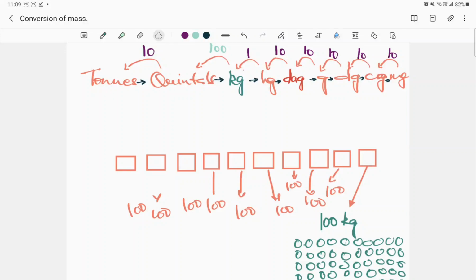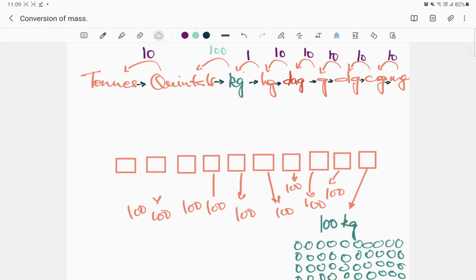Hello, in this video we will learn how to convert the different units of mass, and we are still continuing to learn how to convert a larger unit into a smaller unit. We are already done with the units of length, converting a larger unit of length into a smaller unit of length. Here also the process remains the same, but there are a couple of new units that I am going to introduce to you, and that requires a little bit more visualization before we can proceed.